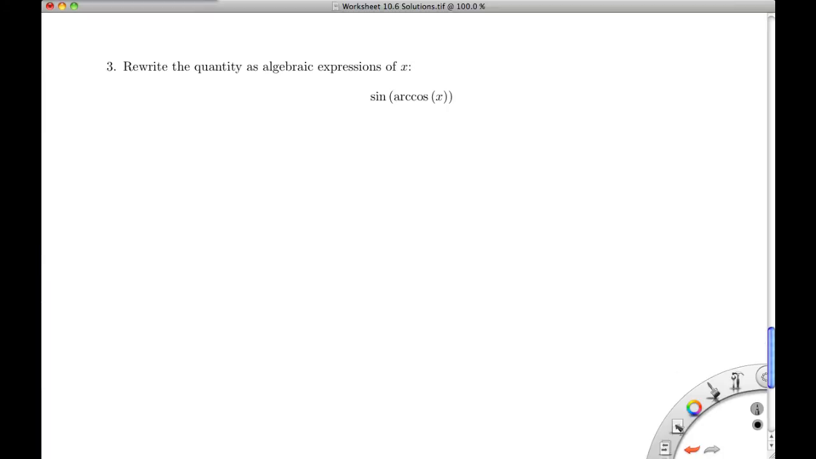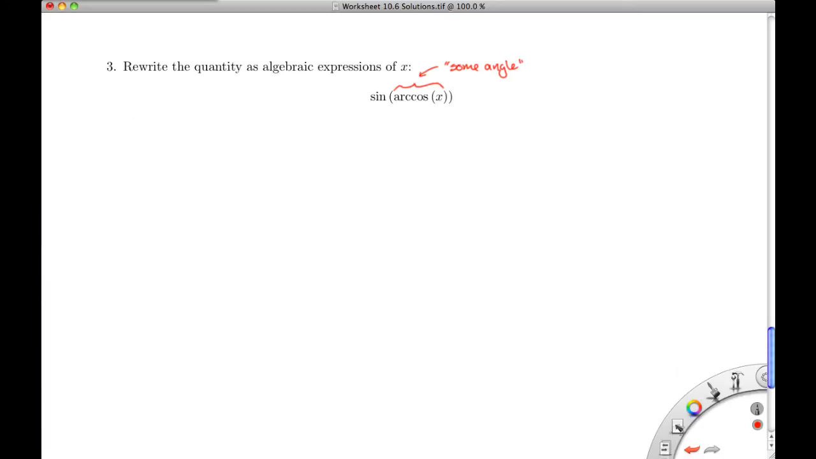Okay, lastly, number 3. So we're going to take this kind of unpleasant trigonometric expression, the sine of the arc cosine of x, and we're going to rewrite this as an algebraic expression of x. So we're going to totally ditch the trig functions and just have an algebraic expression. Now this is how we're going to do this: even though we don't have a specific value to plug in for x, we know that the arc cosine of x is some angle. We know that quantity in there is an angle.